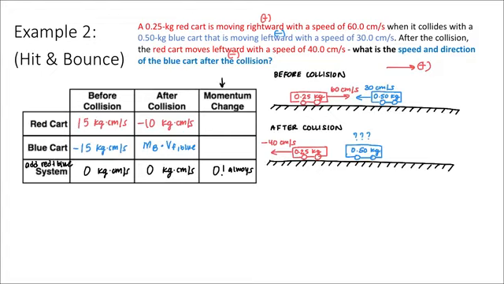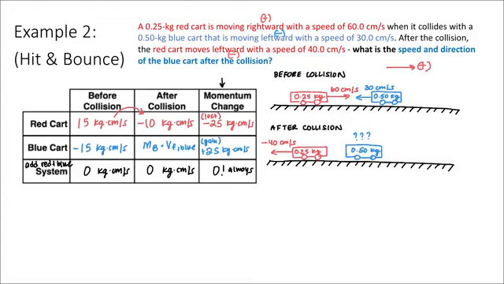If I think about it, from the before to the after collision, the red car had 15 units of momentum, and now it has negative 10, right? So that would be a change of what? Negative 25 kilogram centimeters per second. Essentially, the red car lost 25 units of momentum. Where did it go? Well, I know that momentum is conserved, so if the red car lost 25, then the blue car should have gained that 25. It should have gone to the blue car.